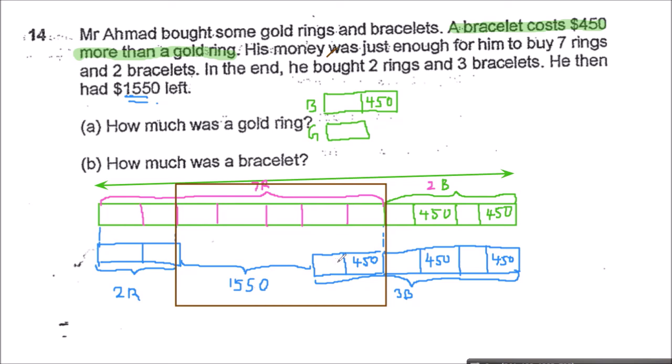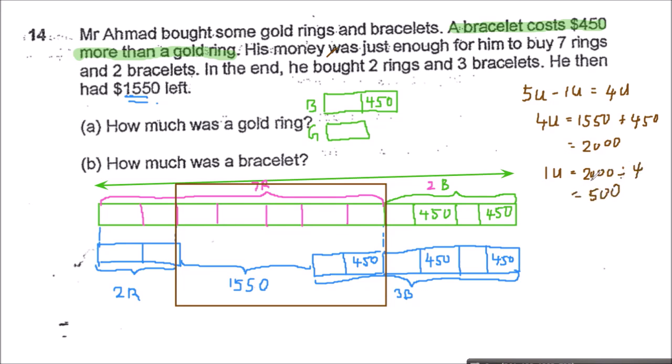So 1, 2, 3, 4, 5. 5 units equals to 1 unit plus 450 plus 1550. So what we can say is that, can you see this 1, 2, 3, 4, 5? 5 units, take away 1 unit, I have the numbers here. So 5 units minus 1 unit is 4 units. So 4 units equals to 1550 plus 450. So that will be 2000. Okay, so 1 unit will be 2000 divided by 4. I have 500. Okay, so 1 unit just happens to be the gold ring.